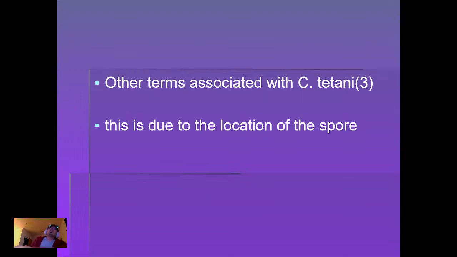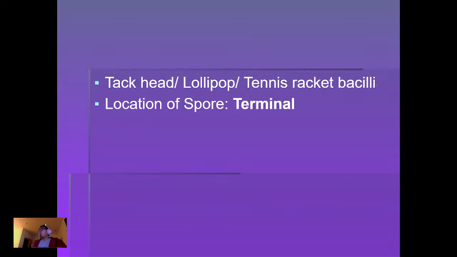Now, we're done with the general characteristics. Let's talk specifically about Clostridium tetani. Other terms associated with Clostridium tetani are the tackhead, lollipop, or tennis racket bacilli. This is due to the location of the spore, which is terminal. Tackhead, lollipop, tennis racket bacilli because of the terminally located spore.